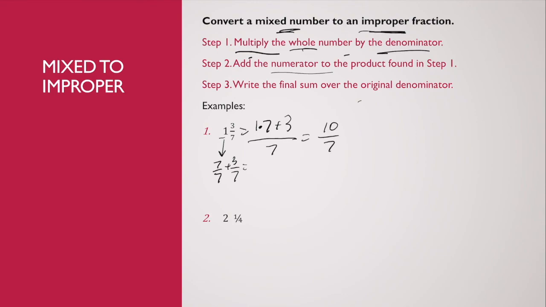If I have 2 and 1/4, that'd be 2 times 4, so my whole part times my denominator, plus my numerator over my original denominator, and I would get 9/4.